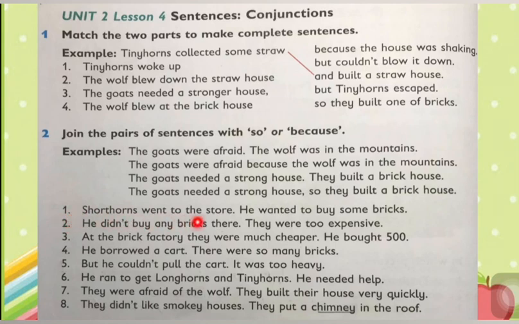Shorthorns went to the store. He wanted to buy some bricks. Now, why did Shorthorns go to the store? Because he wanted to buy some bricks. Okay, the reason is here. The cause why Shorthorns went to the store has been given in the next sentence. So that's why we use the conjunction because.